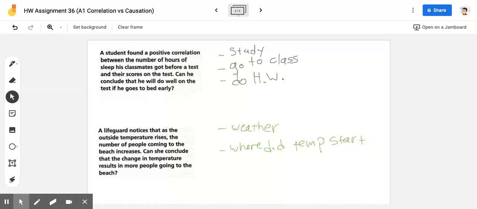So, can she conclude that the temperature change results in more people going to the beach? No, we can't conclude that because there are other variables in play, okay? Take a look at the other video. Take a look at the two practice problems that I'm having us pose, and we'll talk about it in class. But take a look at that other video. It'll shed a little bit more light on causation versus correlation.